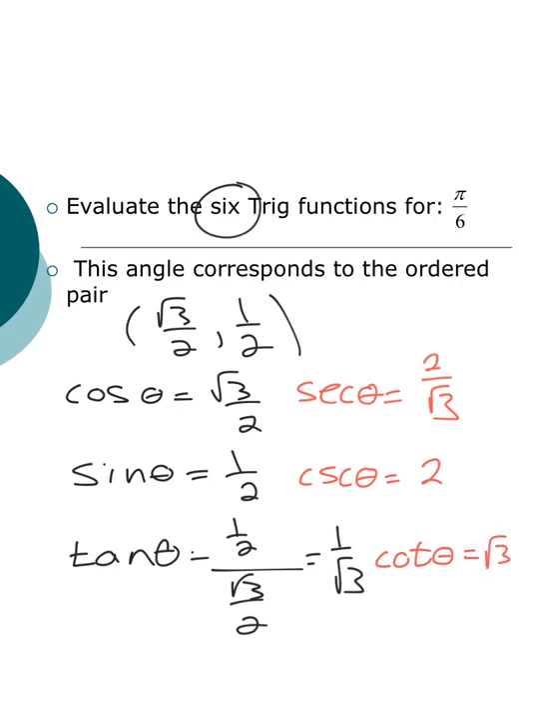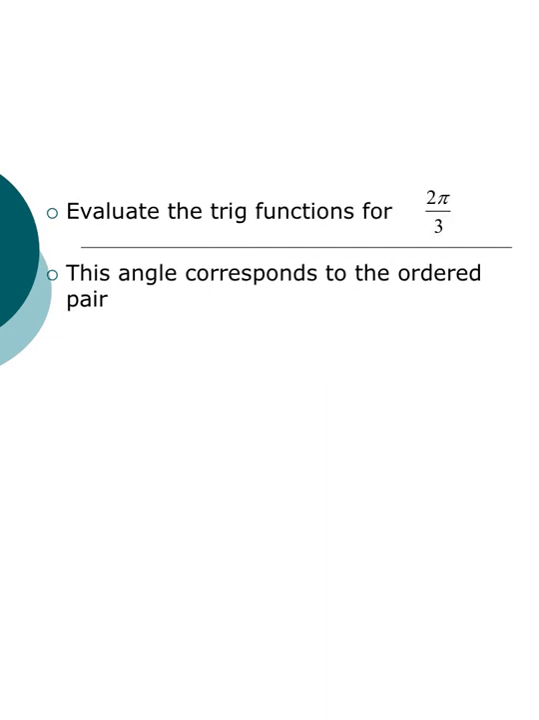So again, if we can identify your cosine, your sine, and your tangent, then you take the reciprocal of each value to turn them into the secant, the cosecant, and the cotangent. All right, let's go ahead and try that again. Here for our trig function, we know that the angle is 2 pi over 3. Our corresponding ordered pair for that is going to end up being negative 1/2, radical 3 over 2.